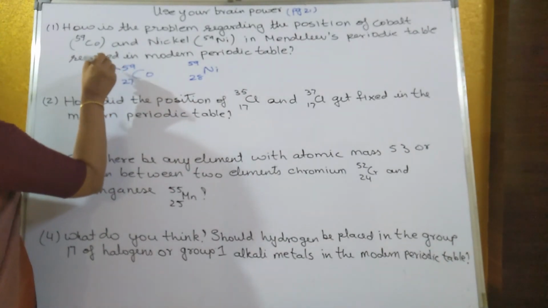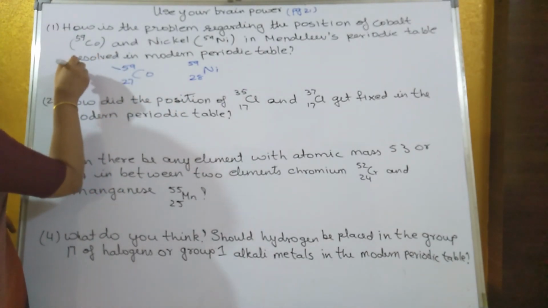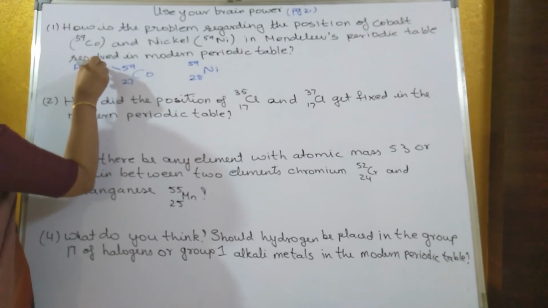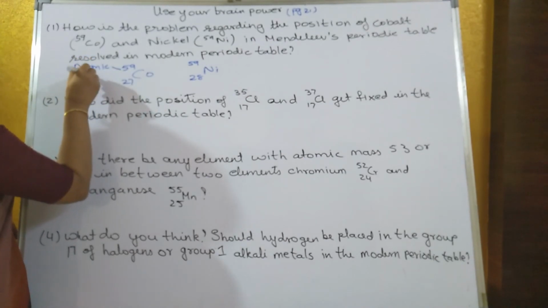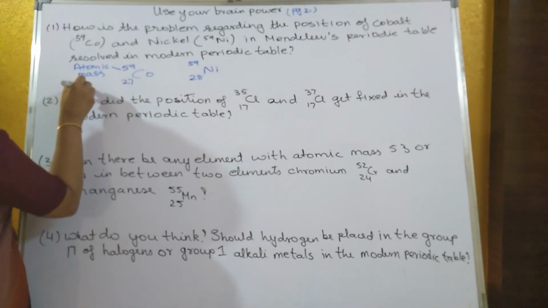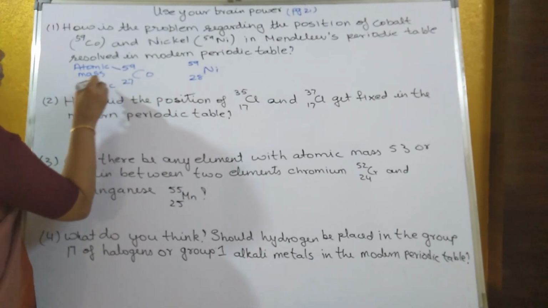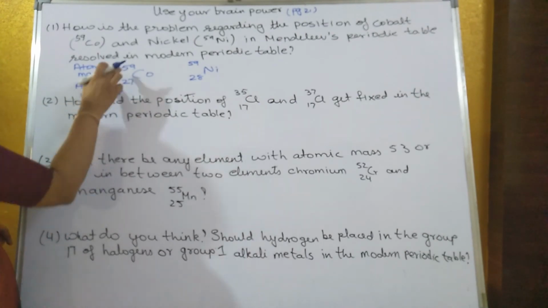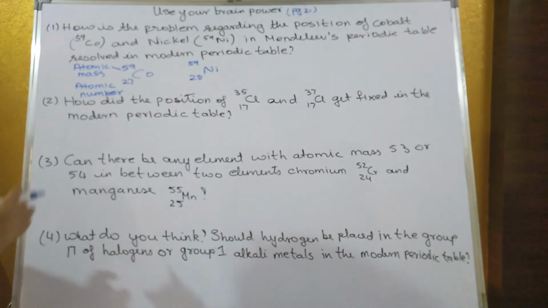So this number which is written on the top is what? Atomic mass. And the number which is written here on the bottom is atomic number. So you can usually come to know which is the atomic mass and which is the atomic number. So 59 is atomic mass and 27 is atomic number.